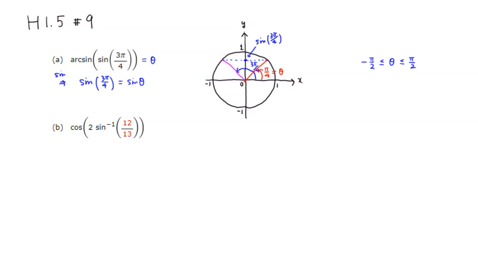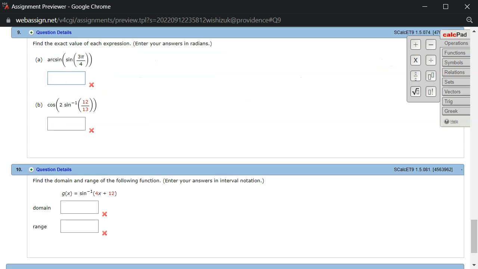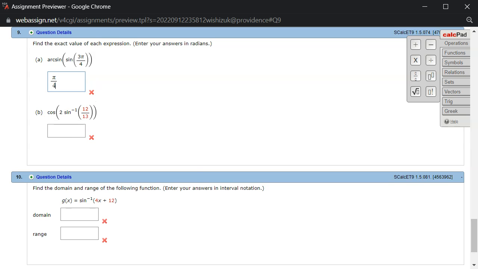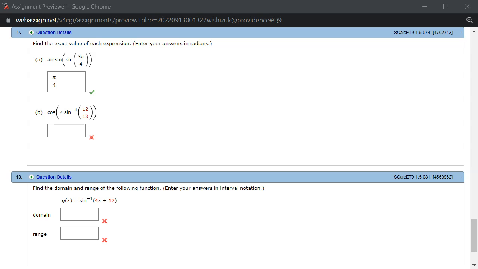All right, let's type it in. We have pi over 4. Let's check the answer. It came back and looks like we got part A correctly.